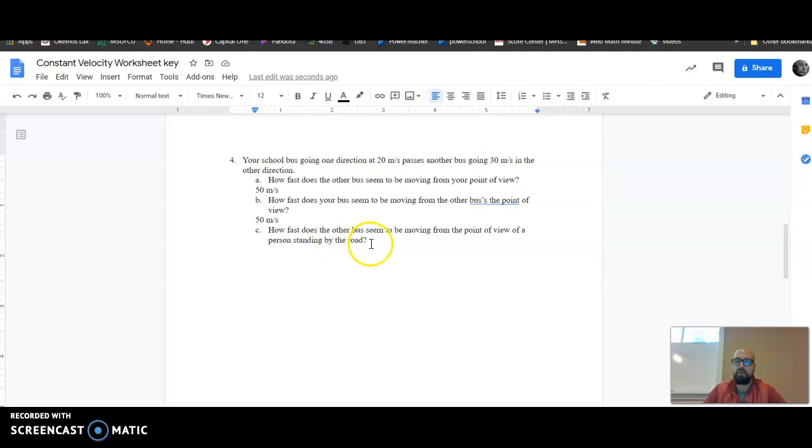So then here, how fast does the other bus seem to be moving from the point of view of a person standing by the road? So the other bus is the one going 30 meters per second. If I'm standing there, the bus drives by at 30 meters per second, it appears to be moving at 30 meters per second. So no different. Just like if you were standing there watching cars go by and one went by at 50 miles per hour, it would go by at, relative to you, 50 miles per hour. So that was that set of questions right there.